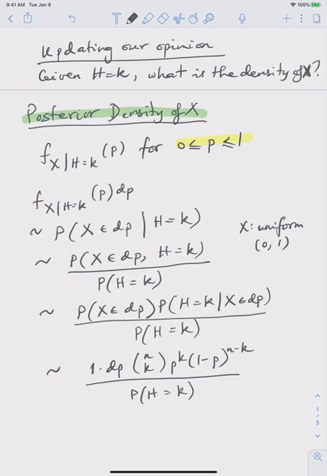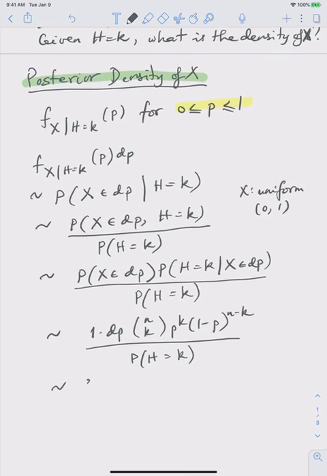Because I'm trying to find a density, and the variable is P, when there is no P in some part of the density, then that part must be in the constant that makes the density integrate to 1. So I'm going to ignore all of the constants. I'm just going to call the whole lot C, and I will have a p to the k, 1 minus p to the n minus k dp.